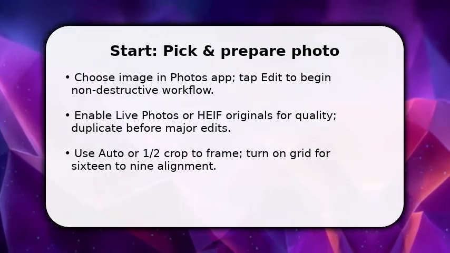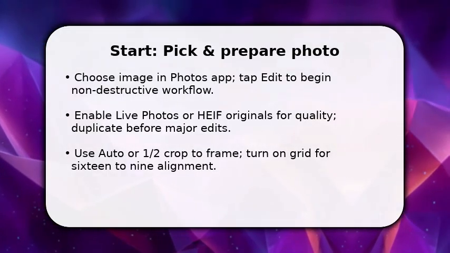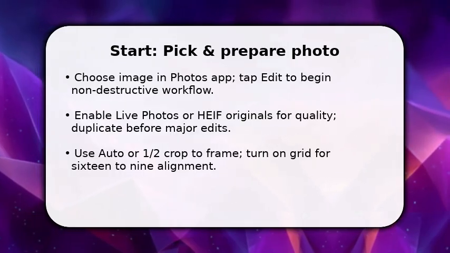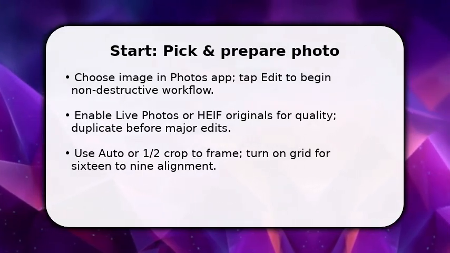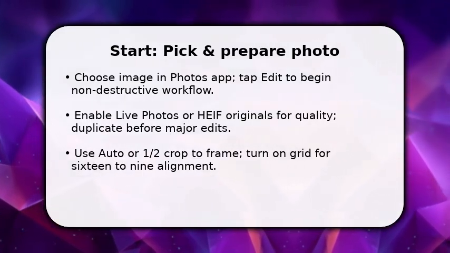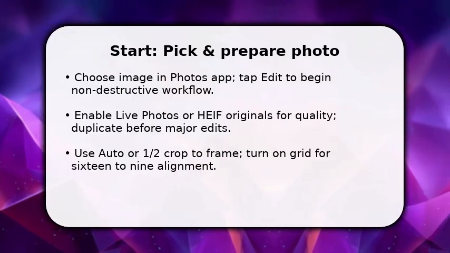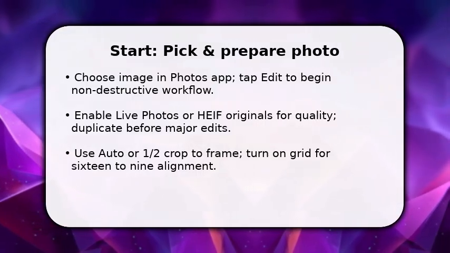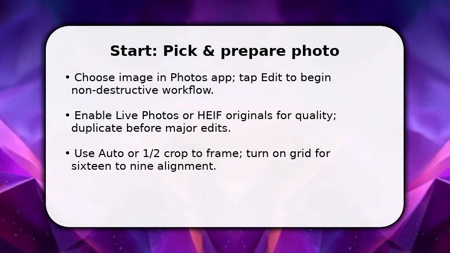Start with composition. Use the grid, try a 1/2 or 16:9 crop, and set straightening until the horizon feels natural. These quick fixes establish a clean base. Make sure to save versions so you can compare before progressing to tone and color.